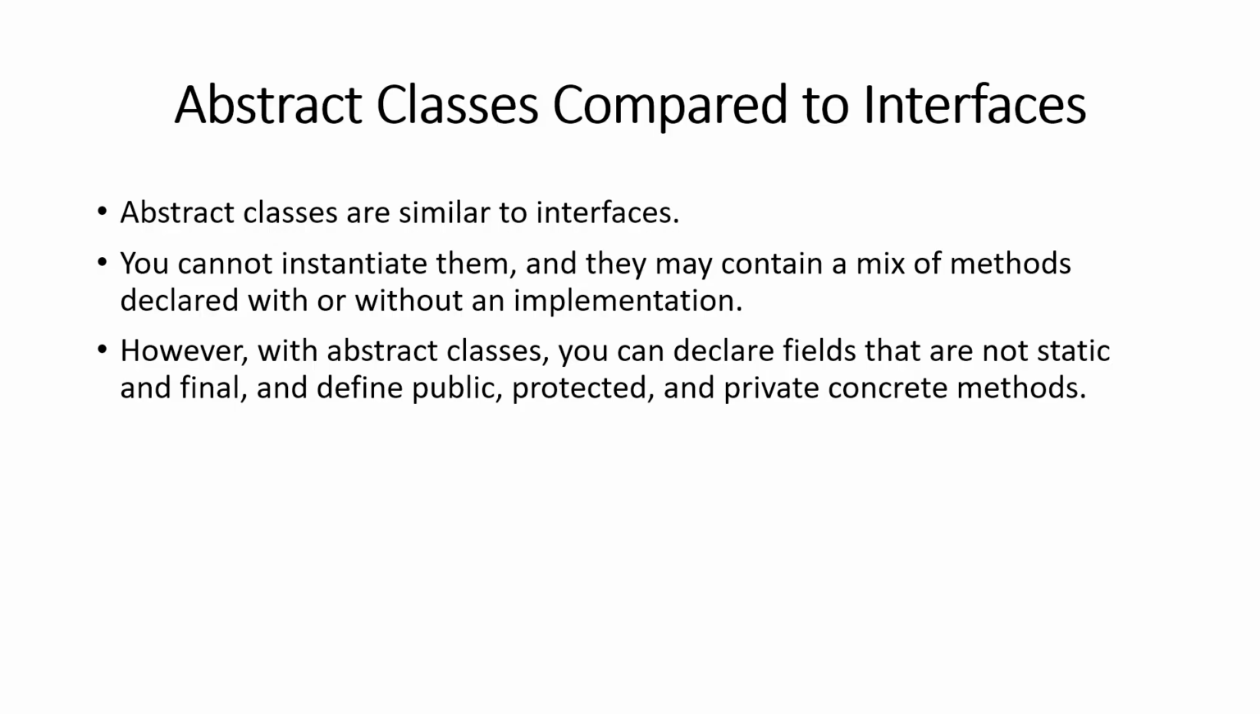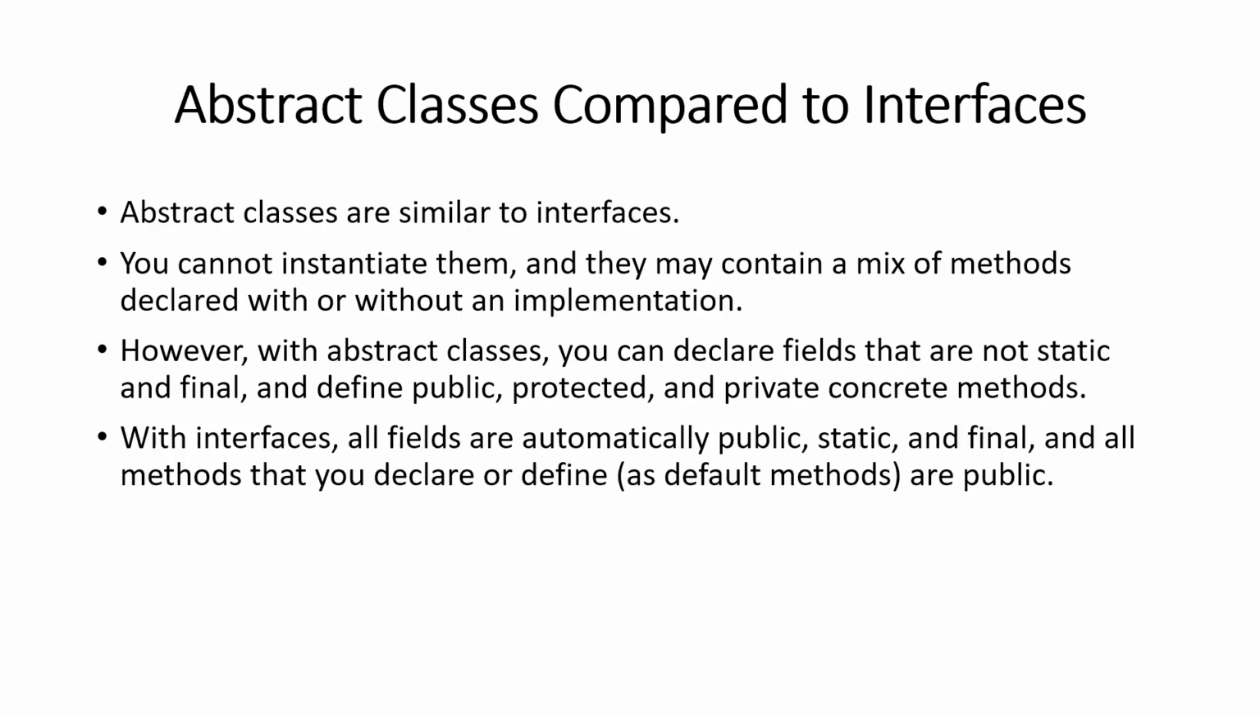So this is the point of difference. This is possible with abstract classes. It is not possible with interfaces. With interfaces, all the fields, that is, all the data members are automatically public, static, and final. And all the methods that you declare or define as default methods are public.